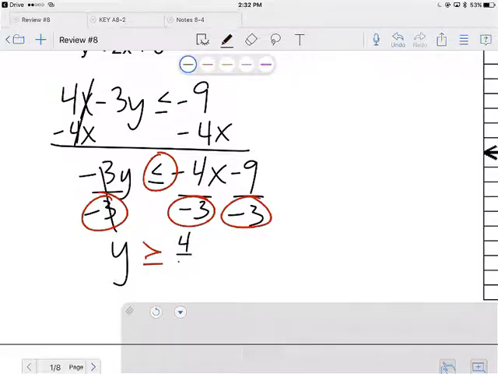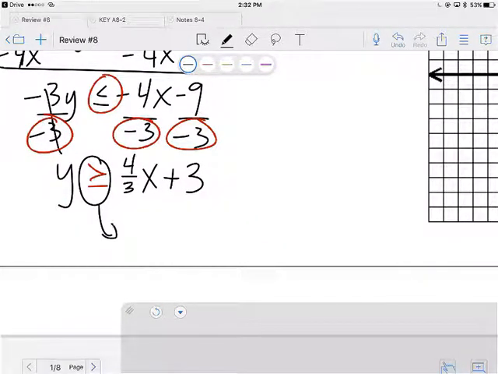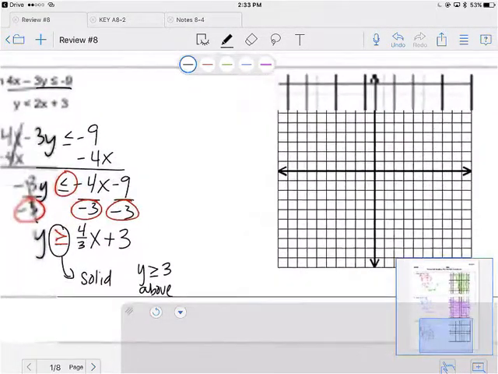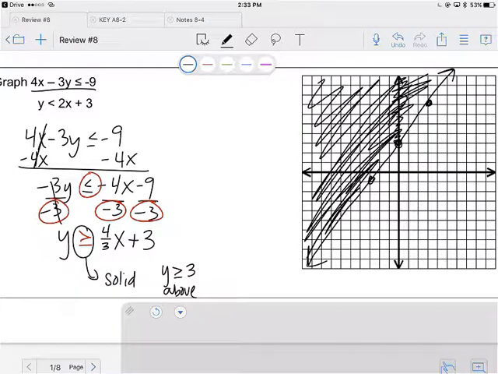Negative divided by negative is positive. Negative divided by negative is positive. This inequality symbol has a line underneath, so it will be a solid line. Y is greater than or equal to 3, greater than we shade above the 3. So I'm going to go to 3 on my y-axis. My slope is up 4 right 3. It's a solid line. And above 3 on the y-axis, above the y-axis, would also be considered above my line.